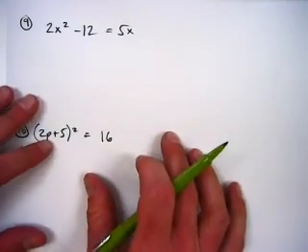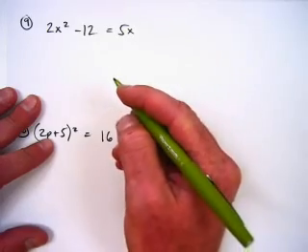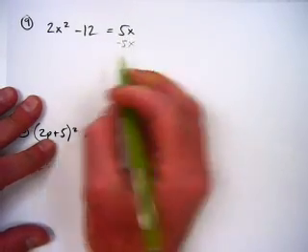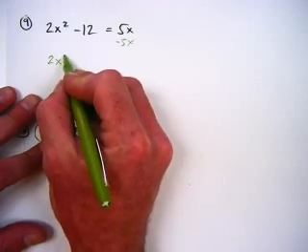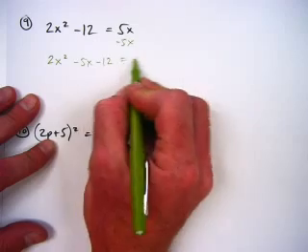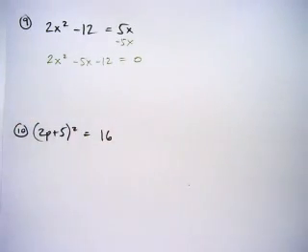Alright, this is number 9 now for the chapter 12 stuff. This one, it looks like we're going to have to get 5x on one side and see what we can do to solve this. We get 2x squared minus 5x minus 12 equals 0. Looks like, I don't think I can factor this.